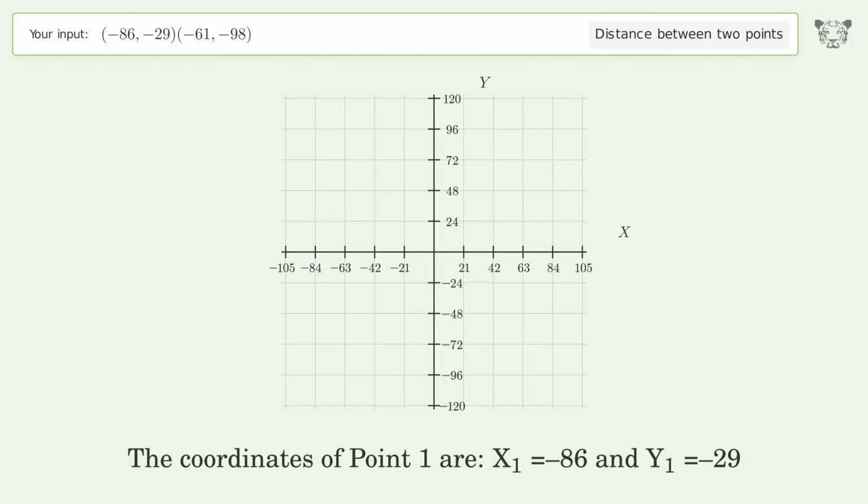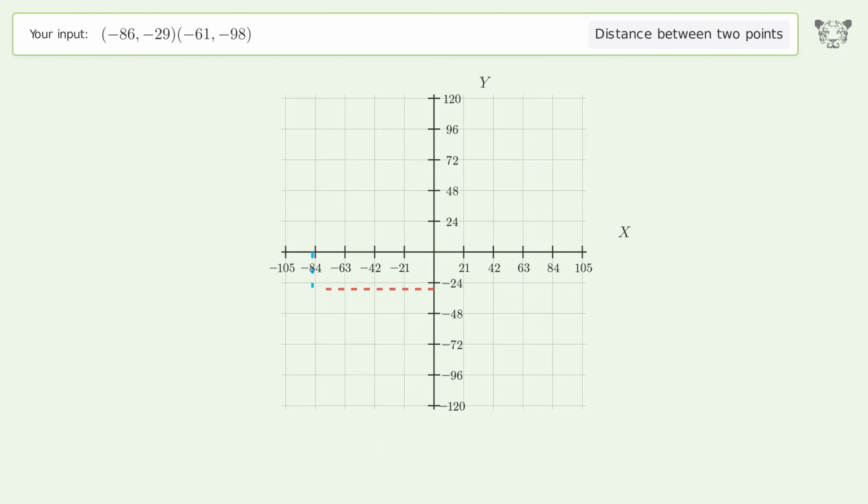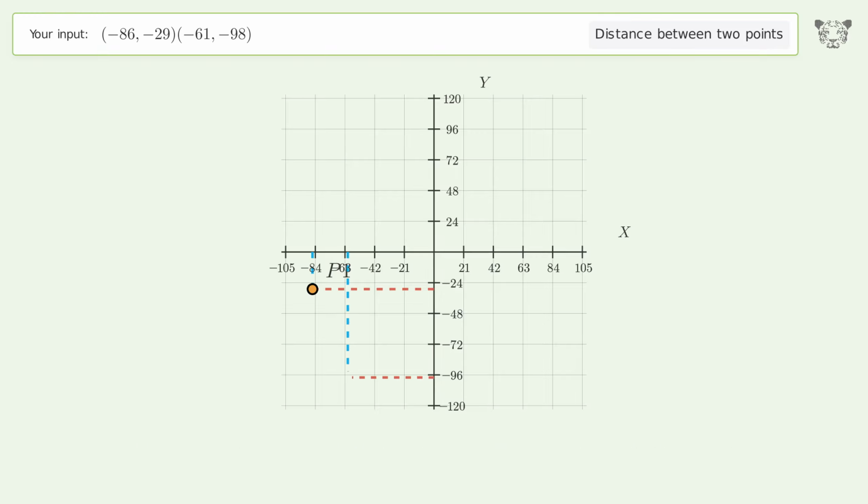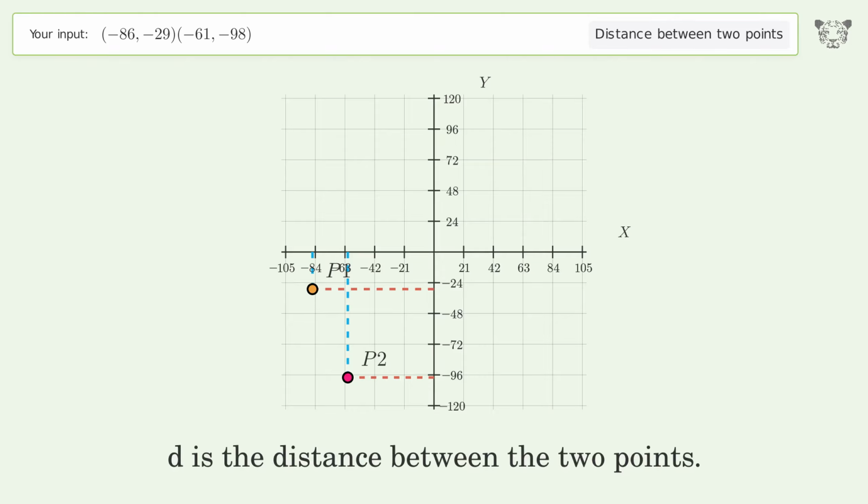The coordinates of point 1 are x1 equals negative 86 and y1 equals negative 29. The coordinates of point 2 are x2 equals negative 61 and y2 equals negative 98. D is the distance between the 2 points.